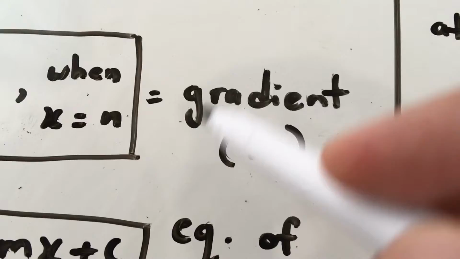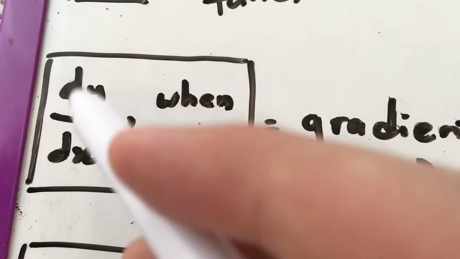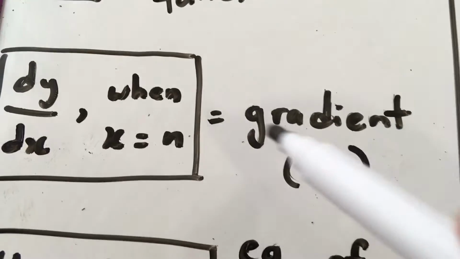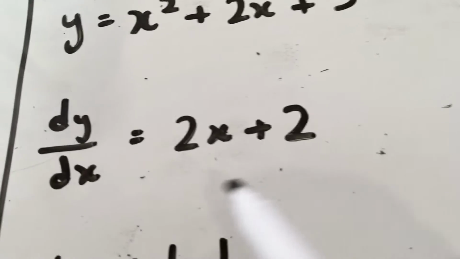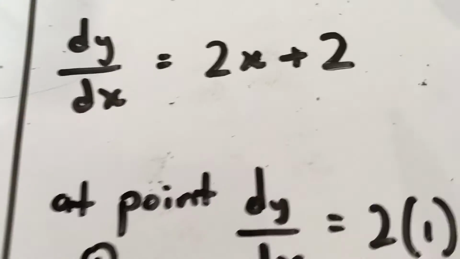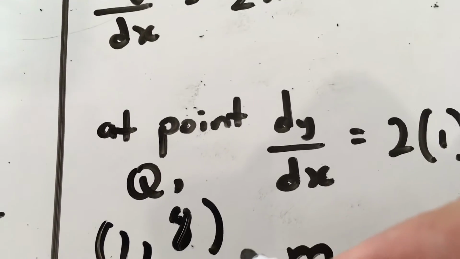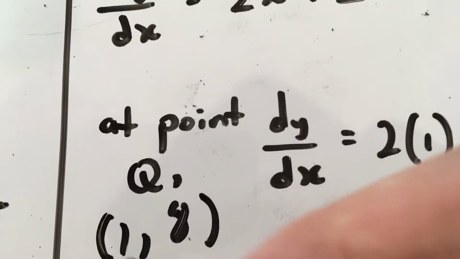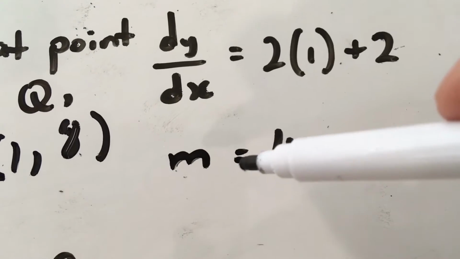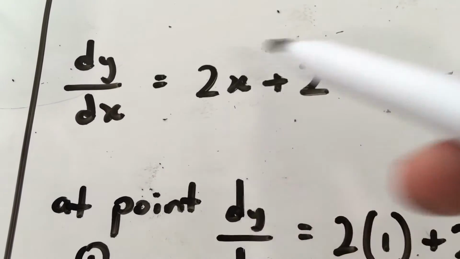So to find the specific gradient, an actual number, you have to sub in the value of x at a specific point. So when I say dy/dx when x equals n or a certain number, if I sub it in, I get a gradient, an actual number, m. For example, this was my gradient function, 2x plus 2, differentiated from here. And if I say at point Q, now let's say my point Q is (1, 8), right? So if my point Q was (1, 8), and I sub in the x value 1 into here, I get 2 times 1 plus 2, and I get 4. So the gradient of the tangent at Q is 4, even though the gradient function was a function.